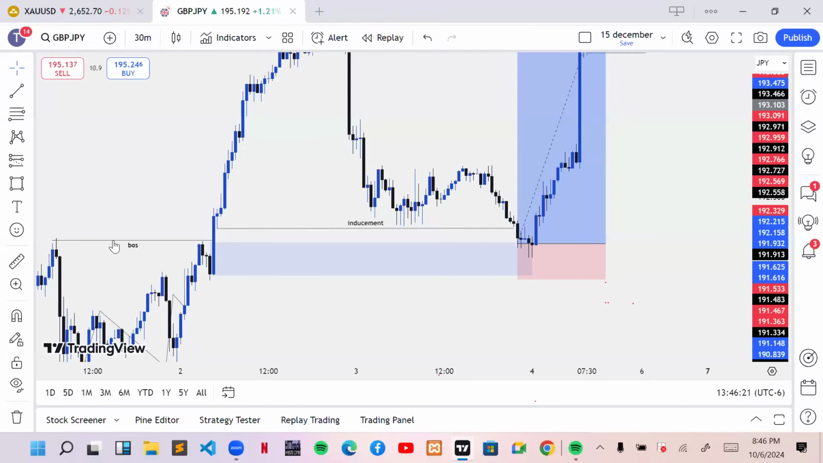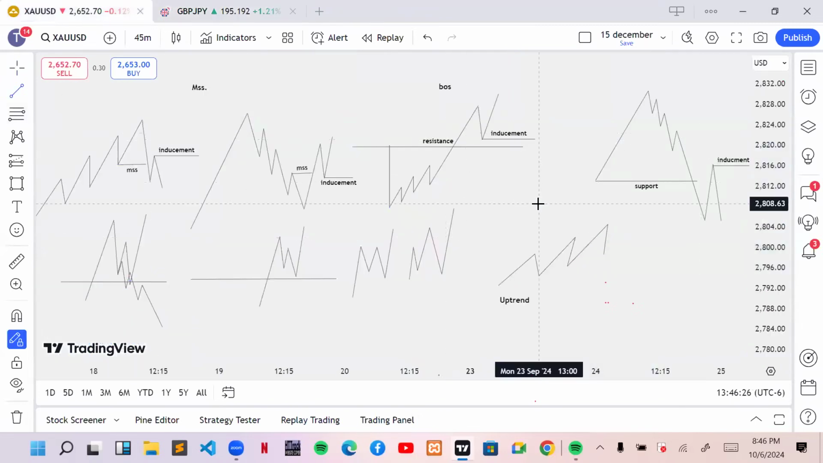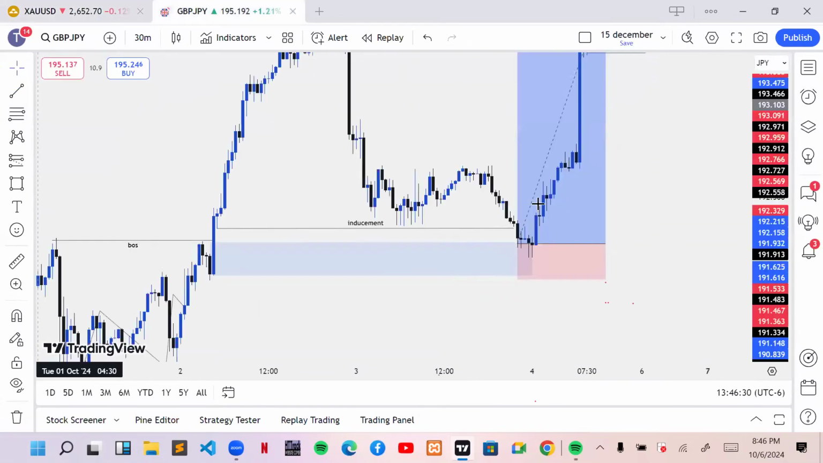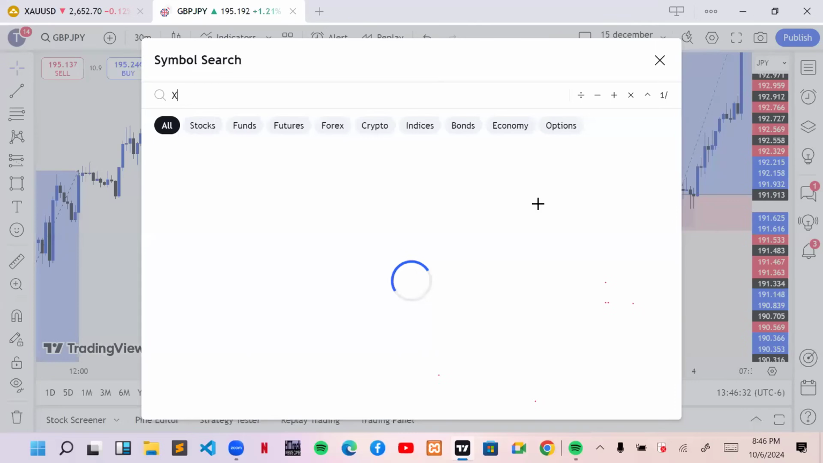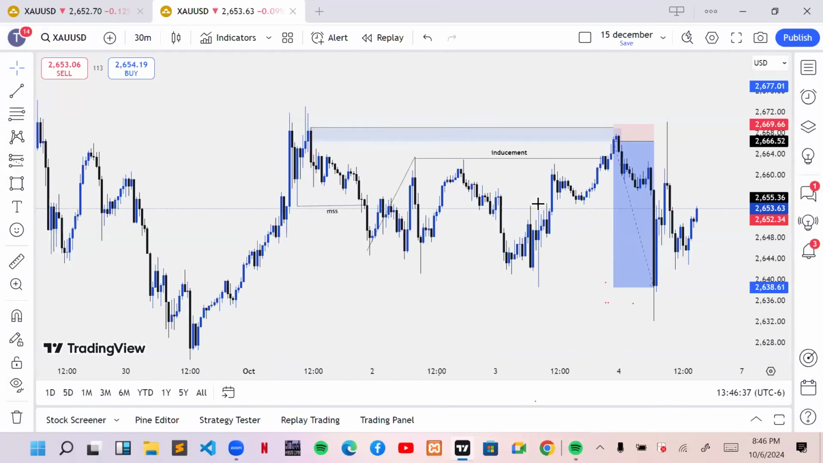I've gotten my inducement right here. Same thing on this gold chart. So for gold, I've gotten my market structure shift right here, and I've gotten my inducement right here.